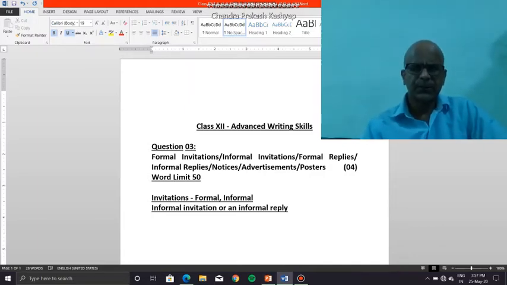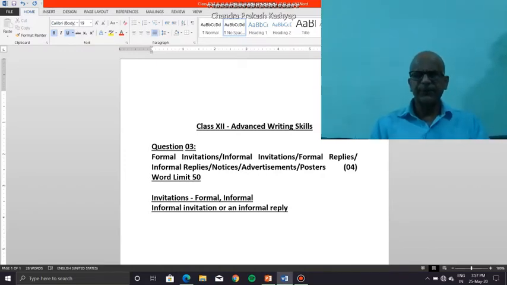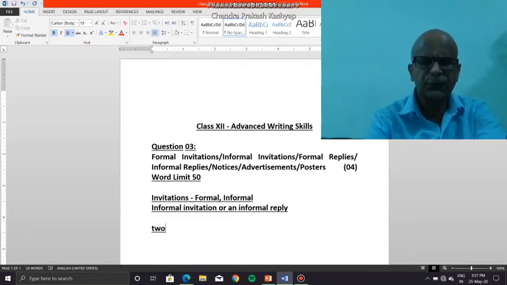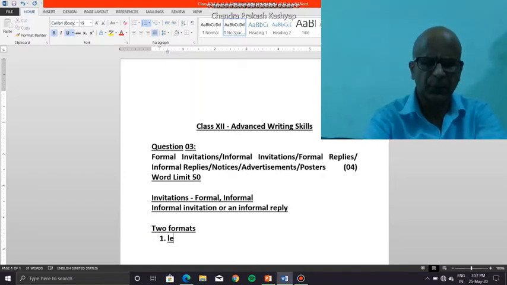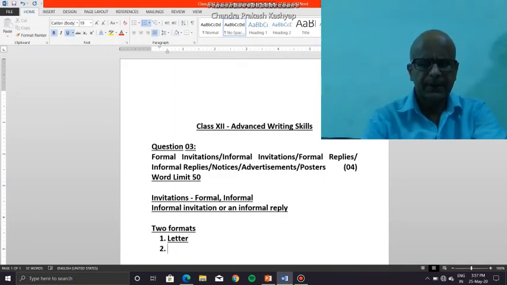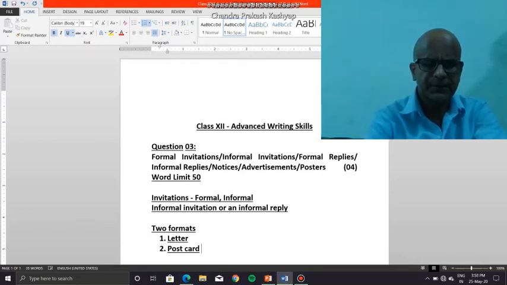However, we begin with a formal invitation and then we move on to an informal invitation or a formal reply, as the case is. Now, formal invitations are found in 2 formats. In modern day English, they are found in 2 formats: in the form of a formal letter, and the other format is called a postcard format.